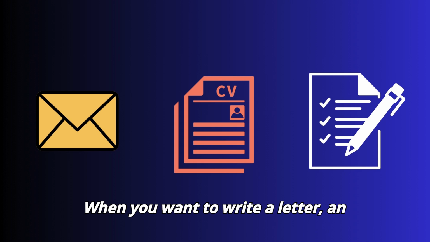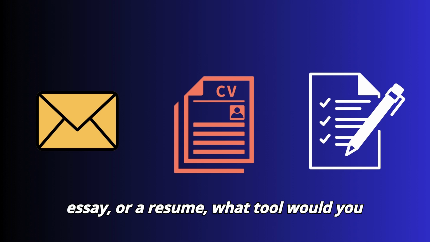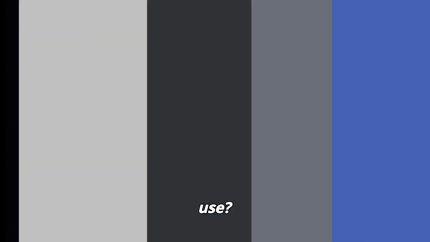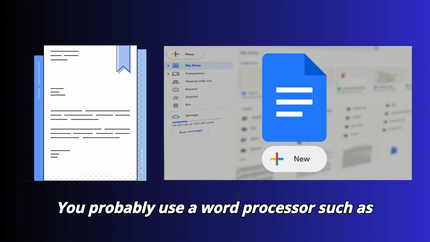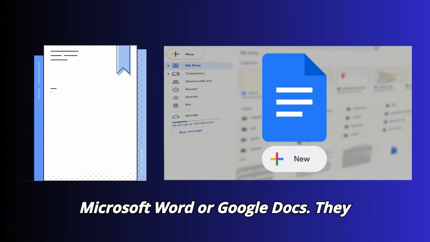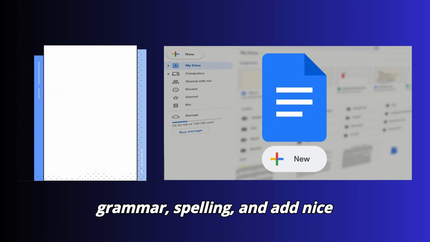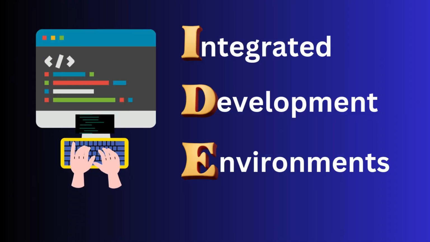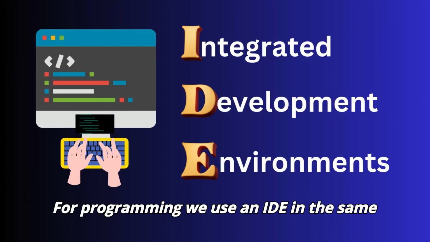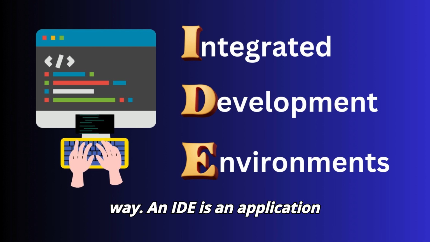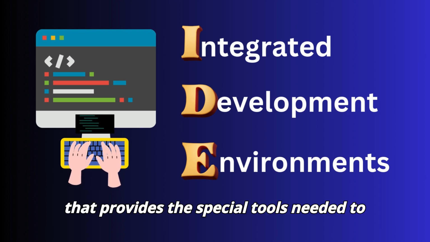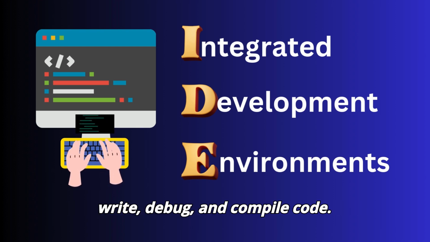When you want to write a letter, an essay, or a resume, what tool would you use? You probably use a word processor such as Microsoft Word or Google Docs. They have special tools that help you check grammar, spelling, and add nice formatting. For programming, we use an IDE in the same way. An IDE is an application that provides the special tools needed to write, debug, and compile code.